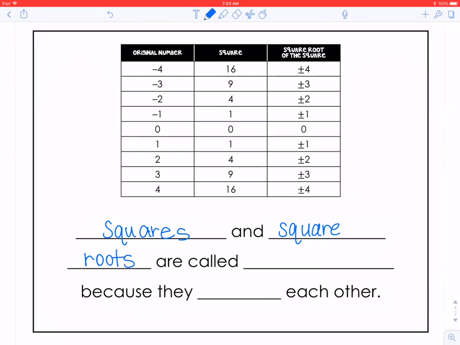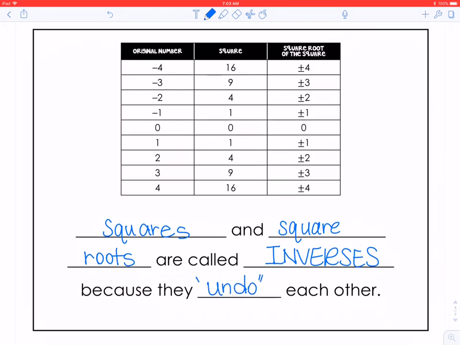Squares and square roots are called inverses because they undo each other. Okay, so that's what we're talking about with inverses: we have a process that we do. There's our function. Now let's reverse that. Let's undo all of those operations, and that would be the inverse function.